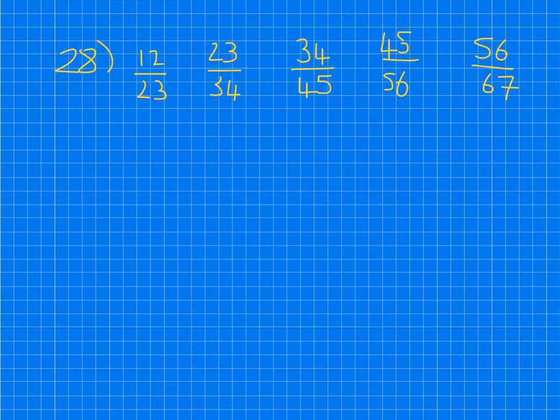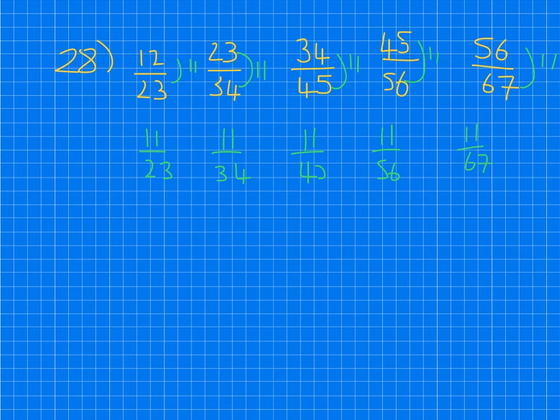Question 28 asks which of these fractions is nearest to 1. Now, looking at these fractions, we can see that the difference between the numerator and the denominator is always 11. So if you think about the distance between each fraction and 1, the distance between 12 23rds and 1 is 11 23rds. The distance between 23 24ths and 1 is 11 34ths. The difference between 34 45ths and 1 is 11 45ths. Between 56 60ths and 1 is 11 56ths. And between 56 67ths and 1 is 11 67ths.